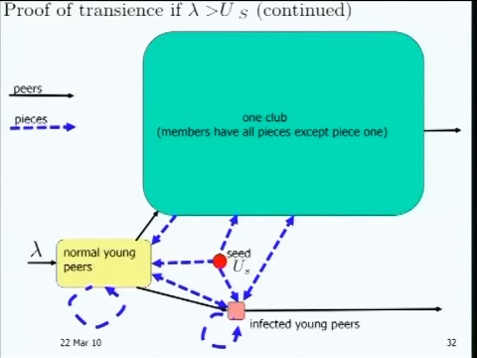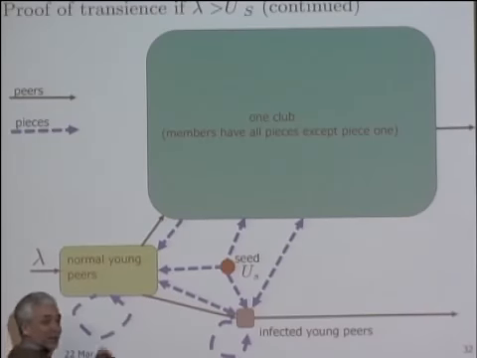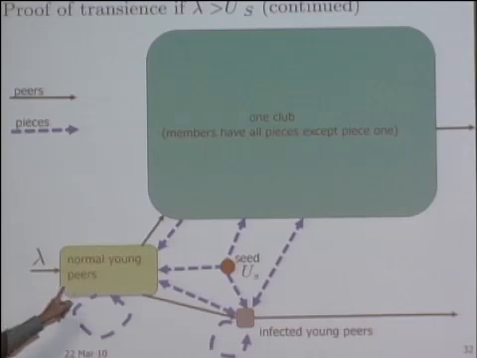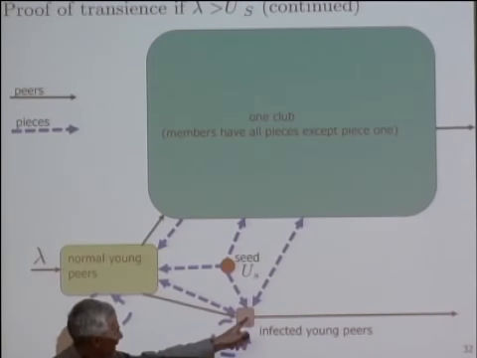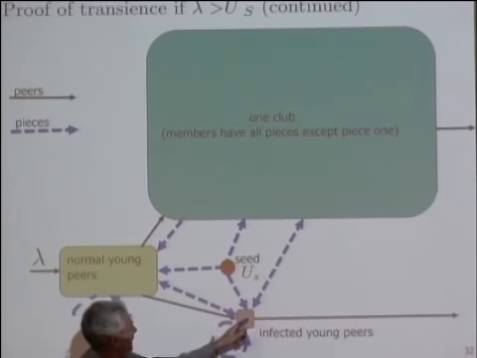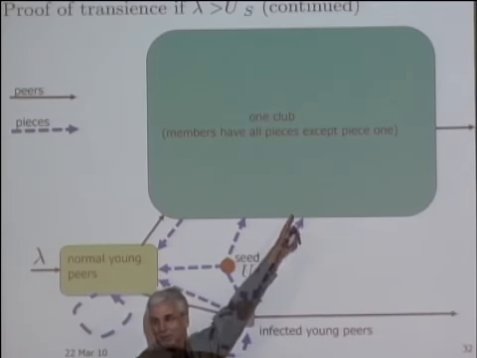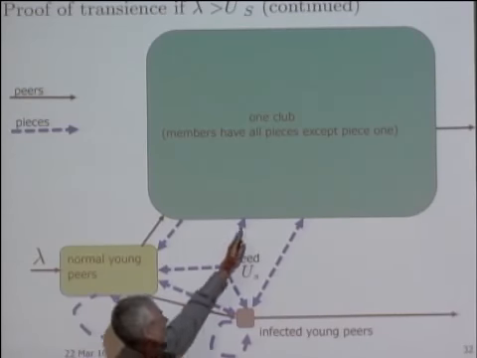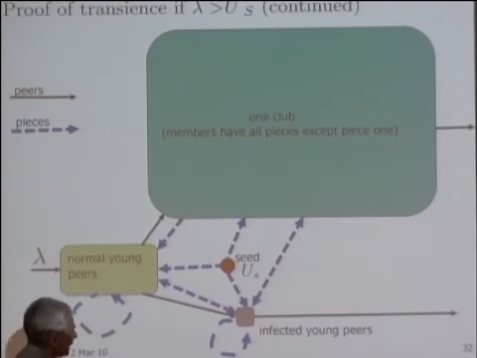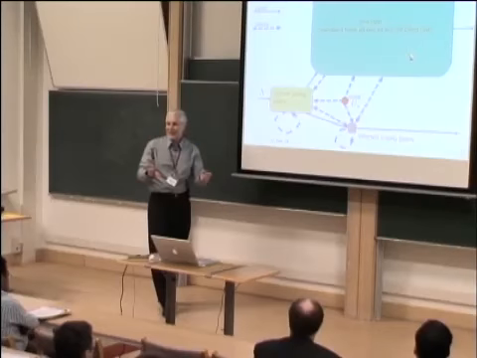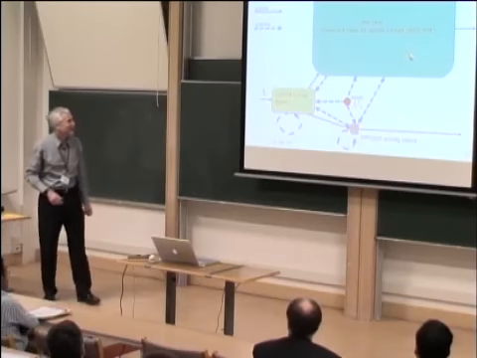But the seed might infect one of these, and if the seed contacts one of these, it might give them piece 1. Then that normal young peer becomes infected. They've got the missing piece. And then they go over to this box, and they can give that piece to the 1 club members, and then the 1 club members can depart. And the seed can also cause the 1 club members to depart. And the infected young peers can infect other young peers with that forbidden knowledge, like that secret knowledge.